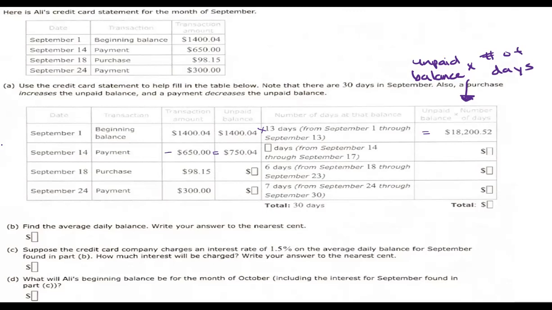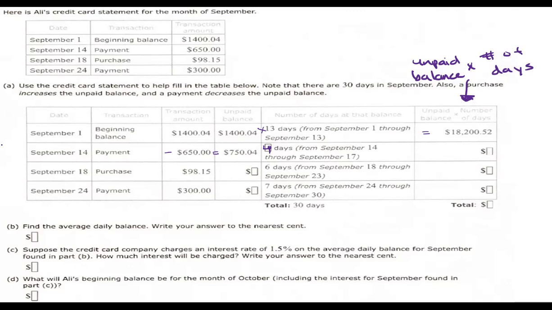All right. So now we need to find the unpaid balance times the number of days it was sitting at this particular number. So, September 14th through September 17th. They're going to count the date itself, the 14th, so that's one day. September 15th is the second day. September 16th is the third day. And September 17th is the fourth day. So here we will put 4.